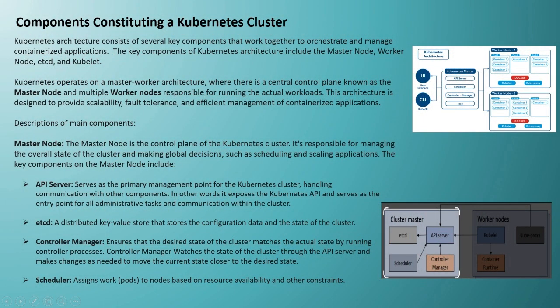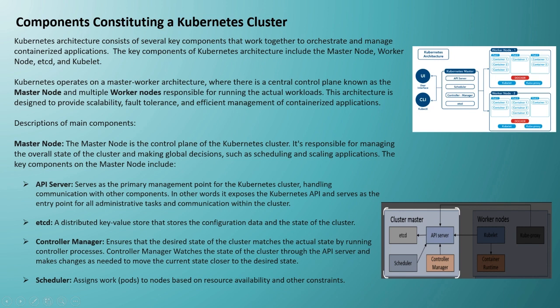Kubernetes operates on a master worker architecture, where there is a central control plane known as the master node and multiple worker nodes responsible for running the actual workloads. This architecture is designed to provide scalability, fault tolerance, and efficient management of containerized applications. Let's explain all components one by one.